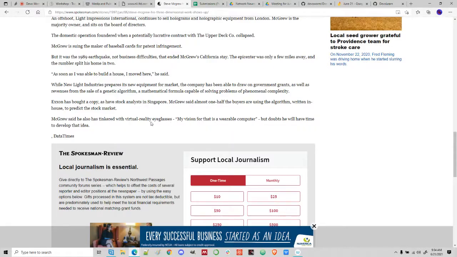So he had some visions for this beyond just the practical. McGrew said he had also tinkered with virtual reality eyeglasses. "My vision for that is a wearable computer," but he doubts he'll have time to develop the idea. We haven't talked too much about virtual reality in this group, but there's a really strong connection between holography and virtual reality, especially creating visual illusions for people to interact with. That's something that he didn't get to see through, but he did a lot of stuff with algorithms and genetic algorithms, and he was doing some stock market prediction as well. So he went into a lot of different areas.